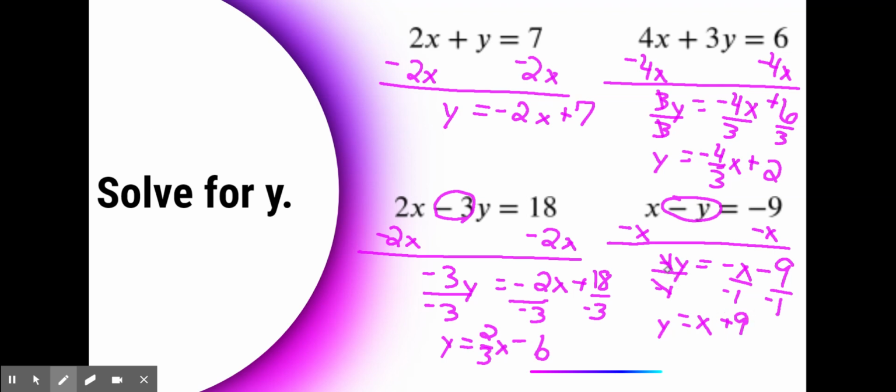So notice what happened. I had a negative y equals negative x minus 9. So positive y equals positive x plus 9. All the signs changed. Okay, this is something, like I said, we're going to do a lot with later. I just want you to get some practice with it now. All right, you are ready to do your practice.